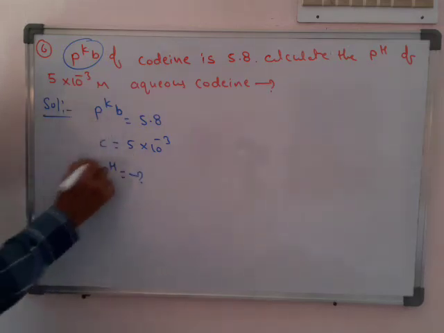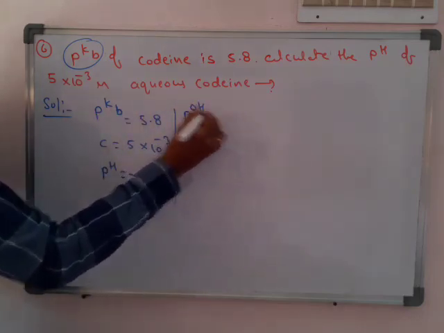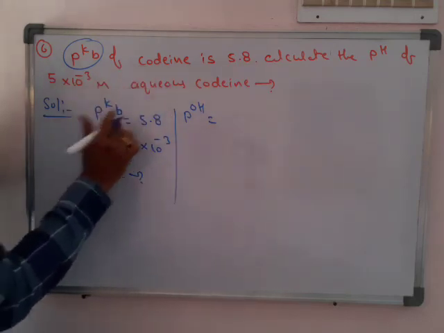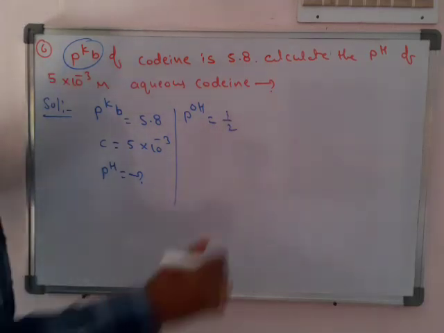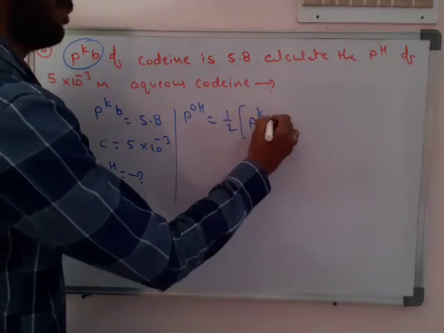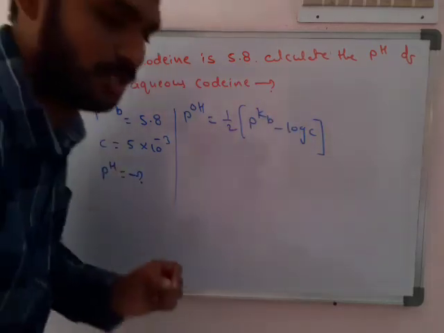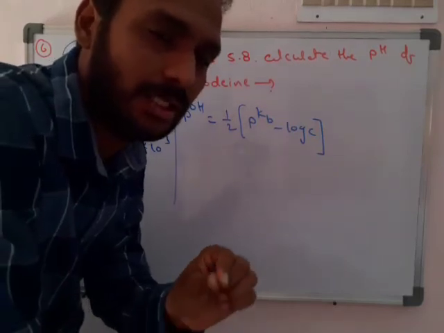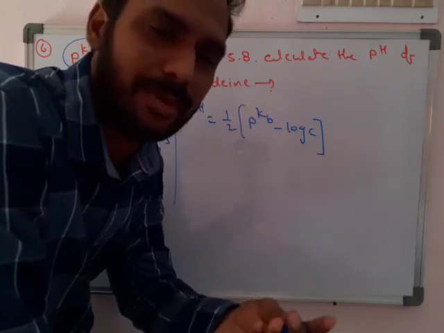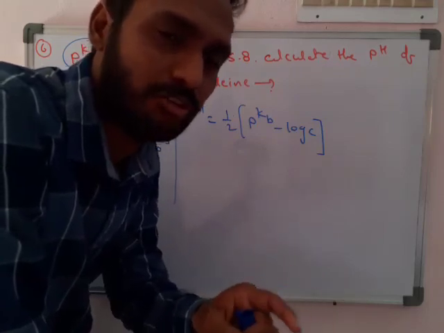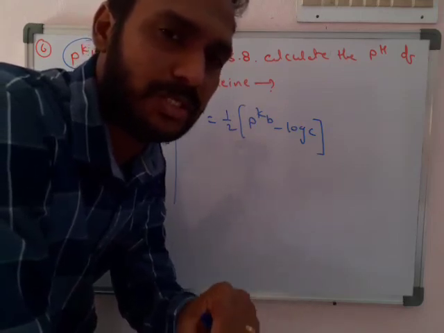So pKb is given. So with the help of the pKb value, we have a formula: if pKb is given, the pOH is equal to half into pKb minus log C. So actually we derived it, we have the separate formula OH equal to root Kb into C. OH minus concentration equal root Kb into C for weak bases.